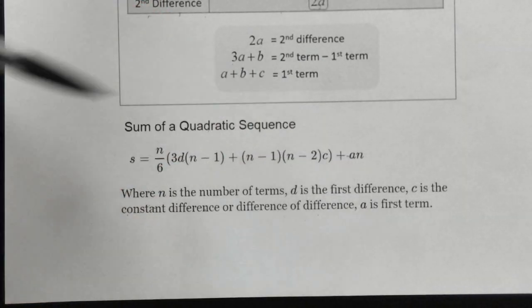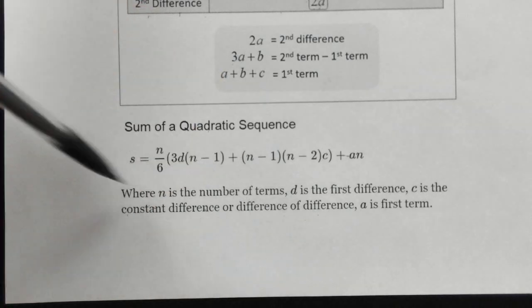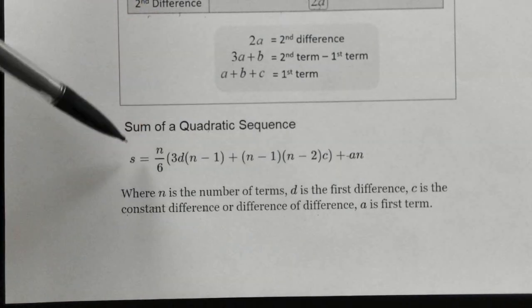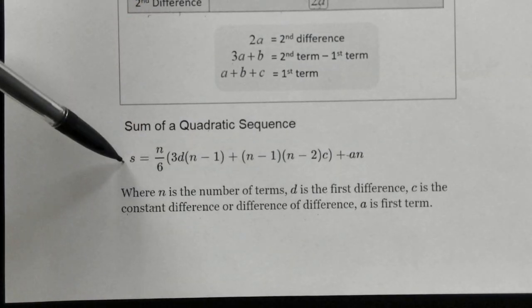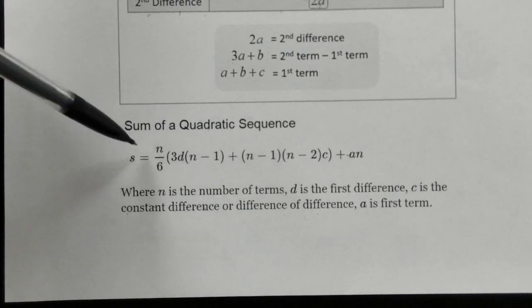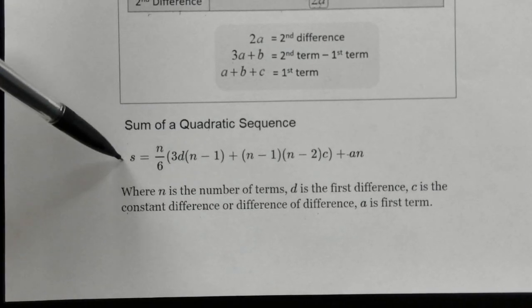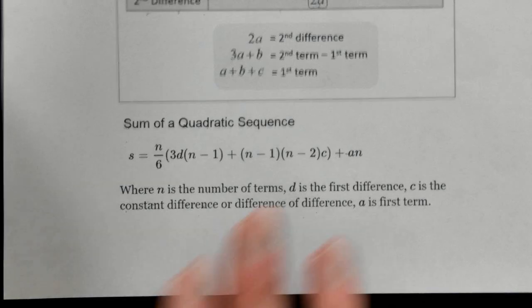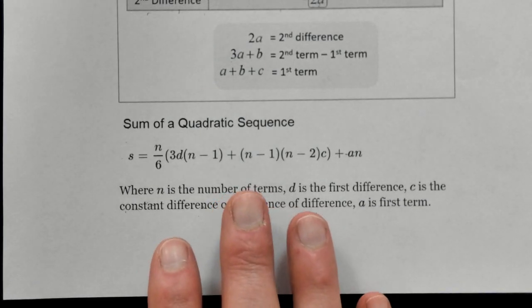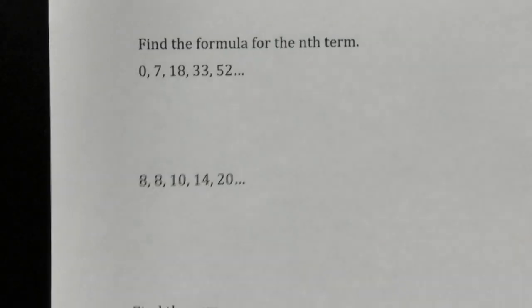So a is there, the first term. All right, so we can use this formula to get the sum. So remember we had the formula for the sum of an arithmetic sequence. So this is the formula for the sum of a quadratic sequence. All right, so let's go ahead and look at the type of problems that we're going to be faced with.